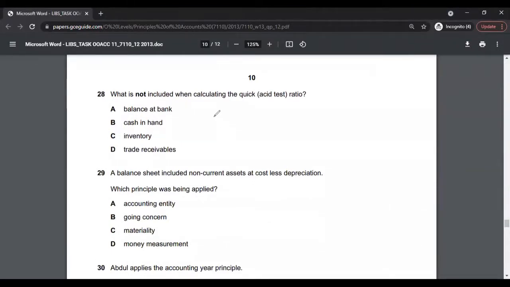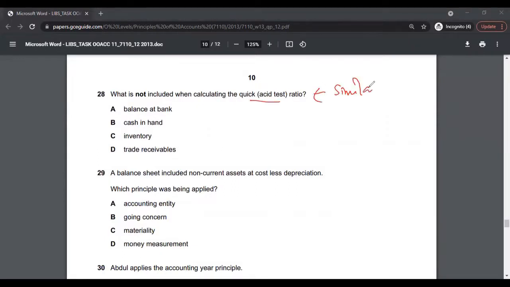Multiple choice 28. What is not included when calculating the quick acid test ratio? Again, a similar question from May, June 13. The answer to this one is actually inventory. Inventory is not included in the calculation of the quick ratio or the acid test ratio. The answer to multiple choice 28 is option C.